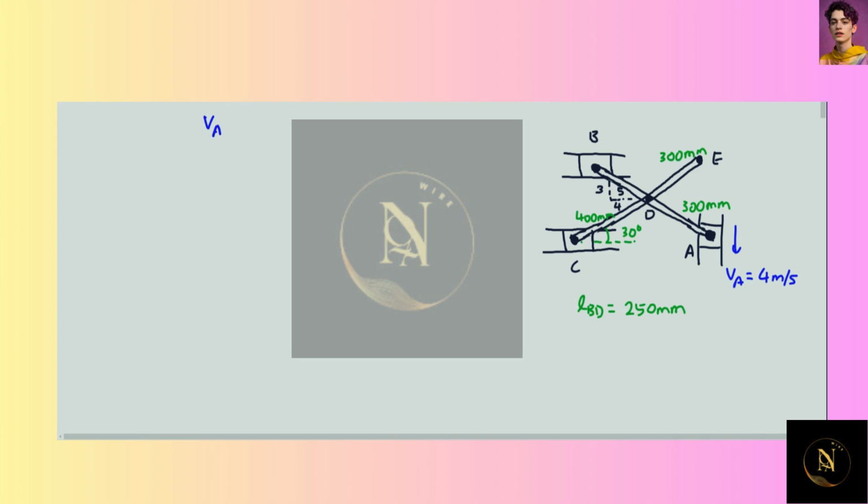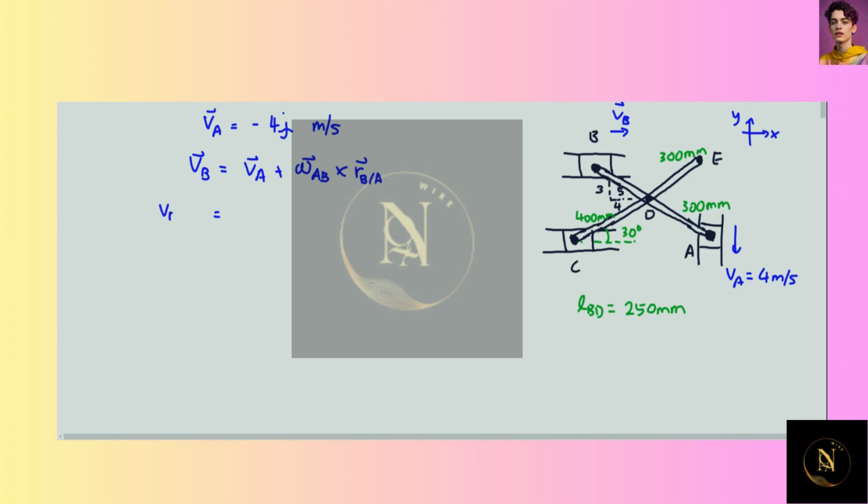So VA is minus 4j meters per second. Here again, this is our coordinate system. And then we first find VB. VB is equal to VA plus omega AB cross R B relative to A. Based on this diagram, when VA is moving downward, VB is going to move to the right.